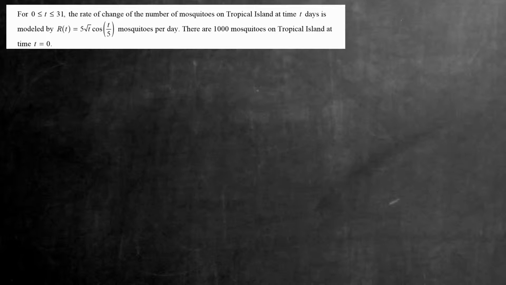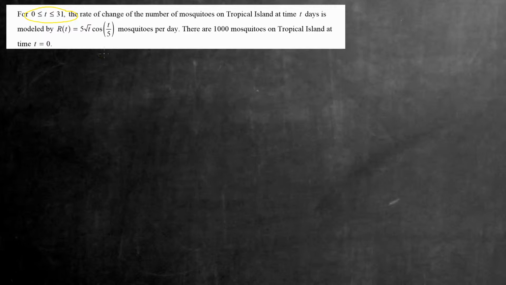And part D: to the nearest whole number, what is the maximum number of mosquitoes over the interval? And show the analysis that leads to your conclusion. So when they say over the interval, we've always got to take into account that 0 and 31 are endpoints, and the maximum number of mosquitoes.